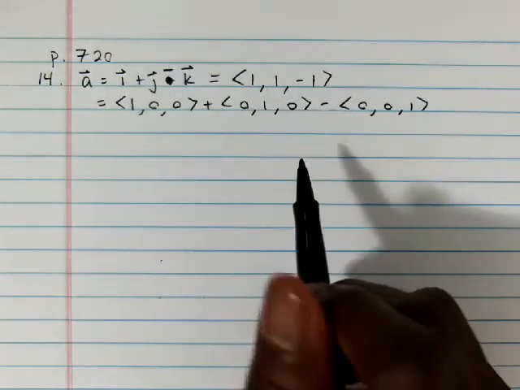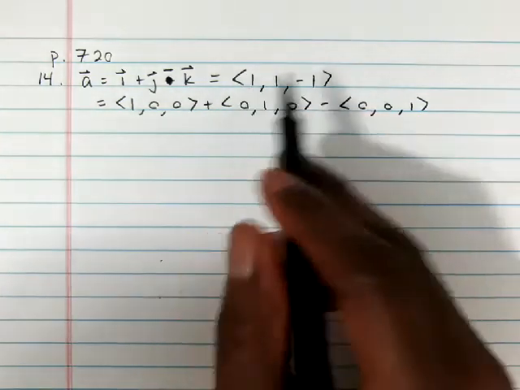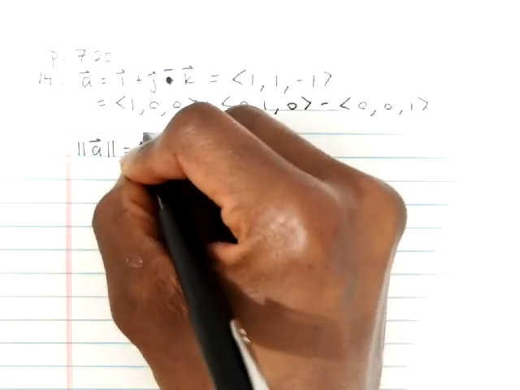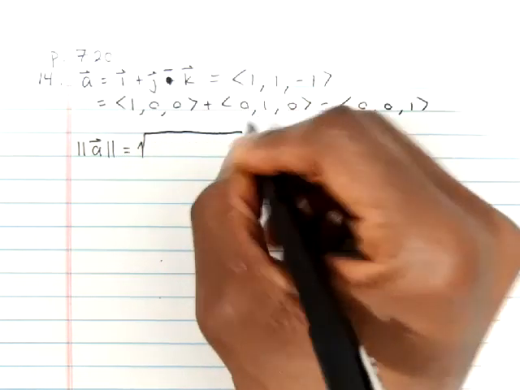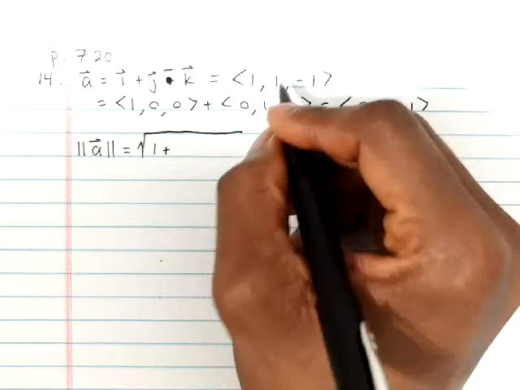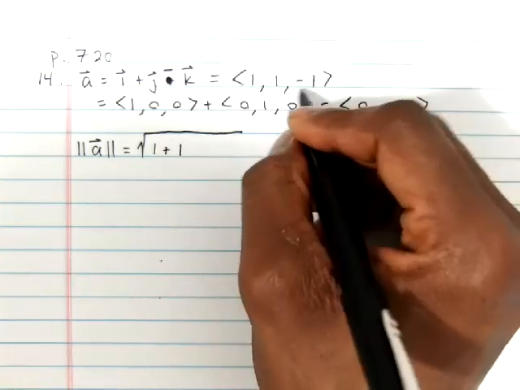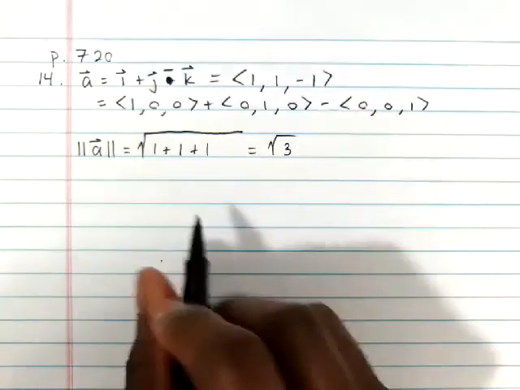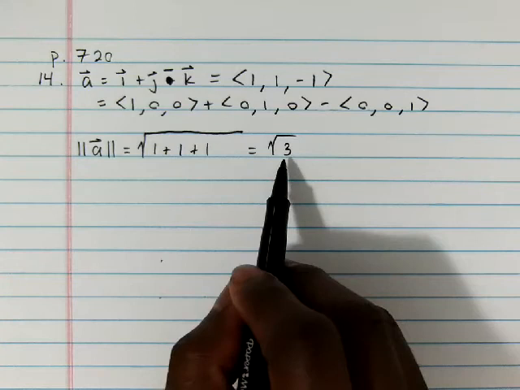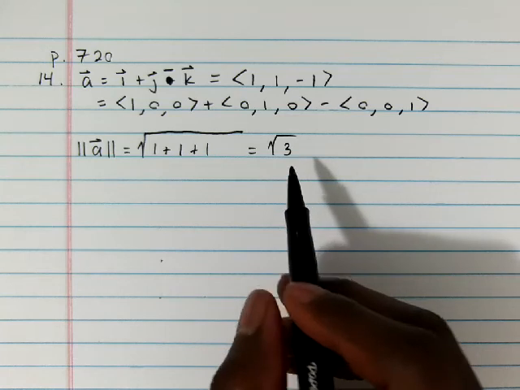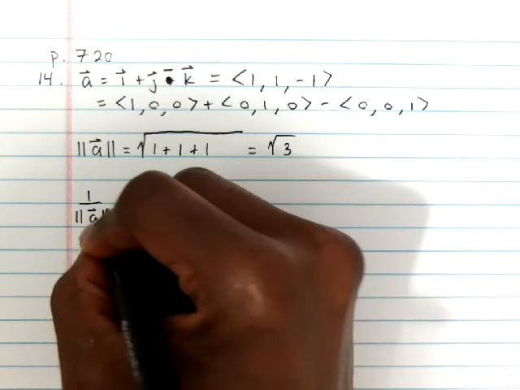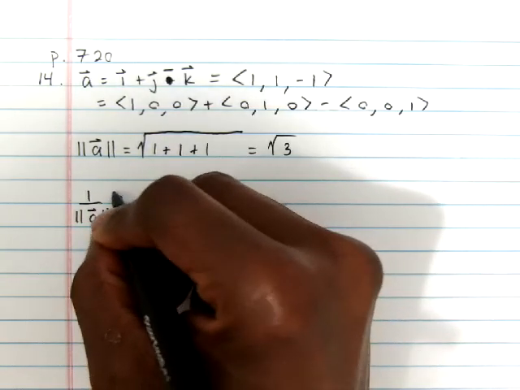So now we're going to find the length of this vector. The length of A is equal to the square root of A1 squared, which is 1, plus A2 squared, which is 1, plus A3 squared, which is also 1. So we get the square root of 3. Because the length of A is not 1, that tells us A is not a unit vector. But we can find a unit vector that points in the direction of A by using our formula of 1 over the length of A, then times the vector A.